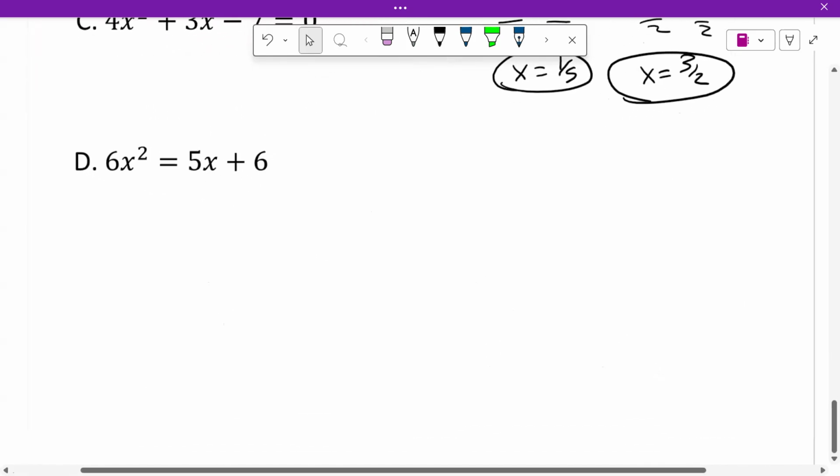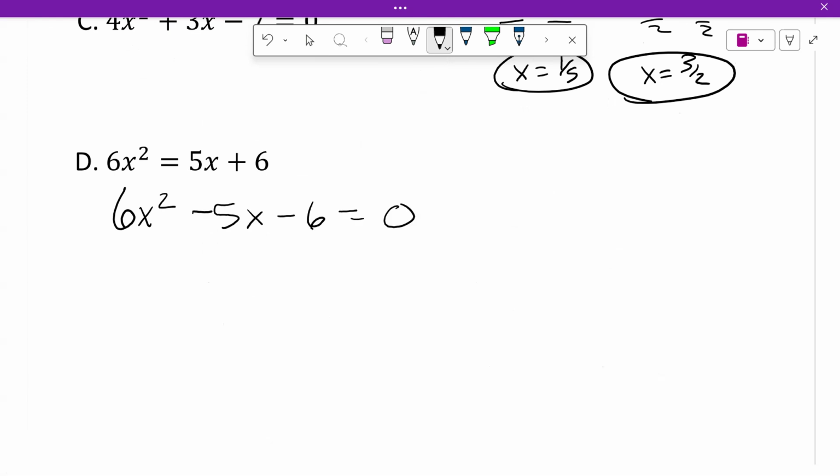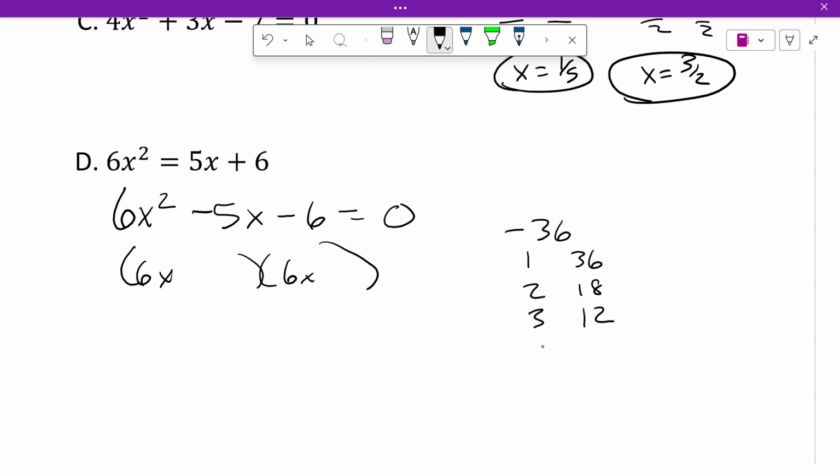Okay, let's do one more. 6x squared minus 5x minus 6 equals 0. Can I take out the greatest common factor? No. So it's 6x and 6x. Multiply these two together to get negative 36. Factors of negative 36 are 1 and 36, 2 and 18, 3 and 12, 4 and 9, 6 and 6. Signs are opposite. The bigger one is negative. Which ones work? Plus 4, minus 9. What's the greatest common factor of these two? 2. Greatest common factor of these two? 3. So it's 3x plus 2.